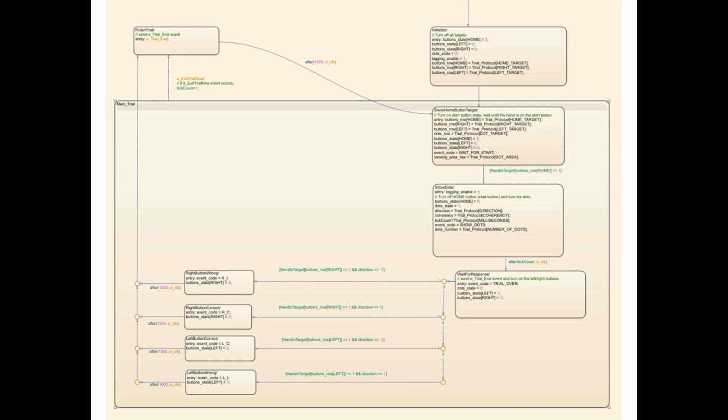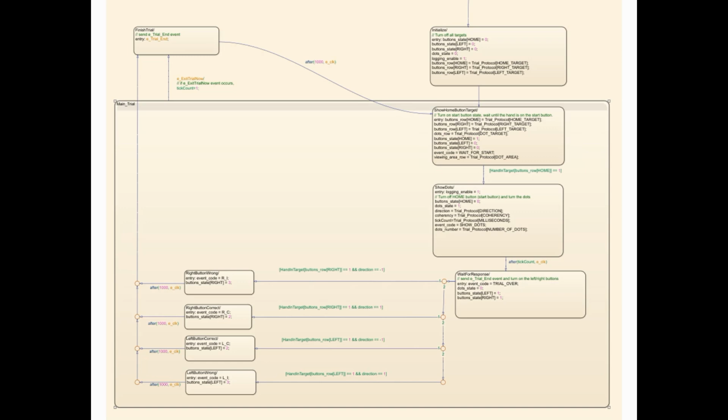Here is the final state flow chart. In the top right, you can see the initialized state where everything is off. In the show home button target state, I grab information about all the variables I need from the TP table and I turn on the start button. After they reach the button, I turn off the start button and I set an output that will tell the dot drawing code elsewhere to start drawing dots.